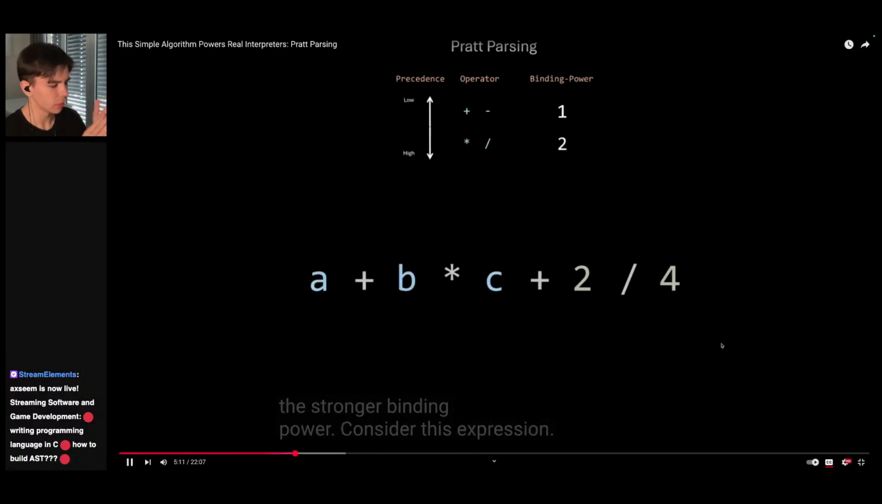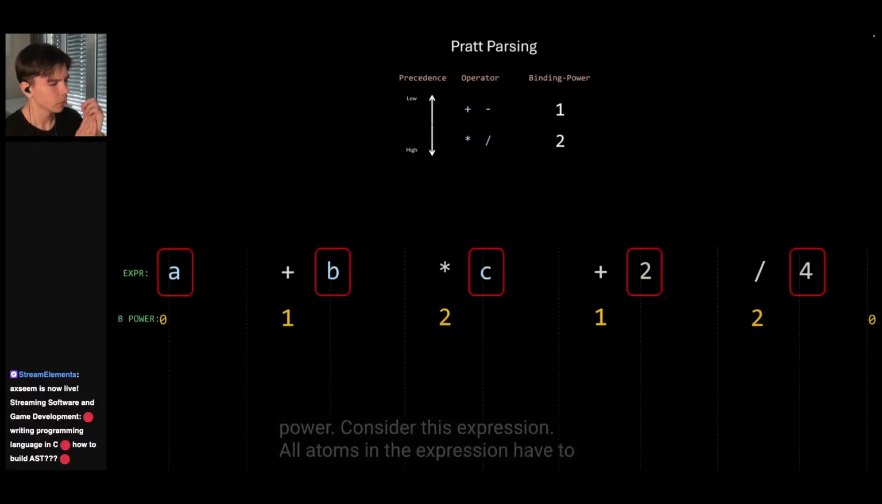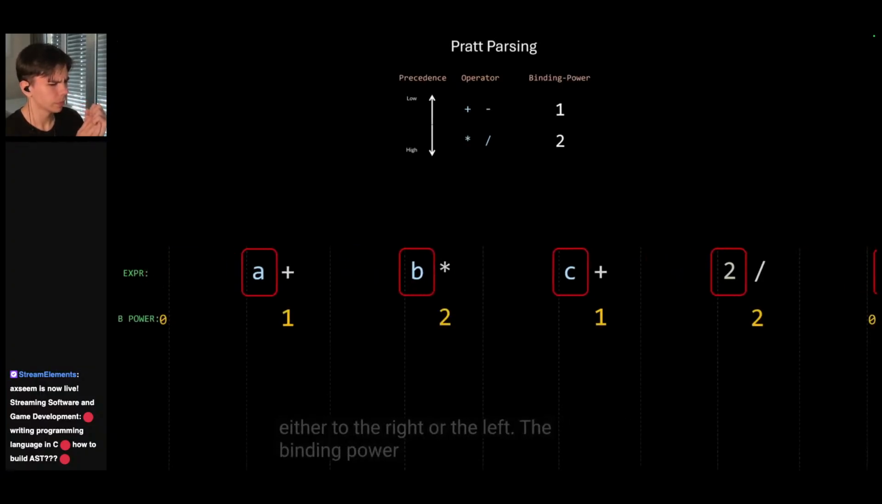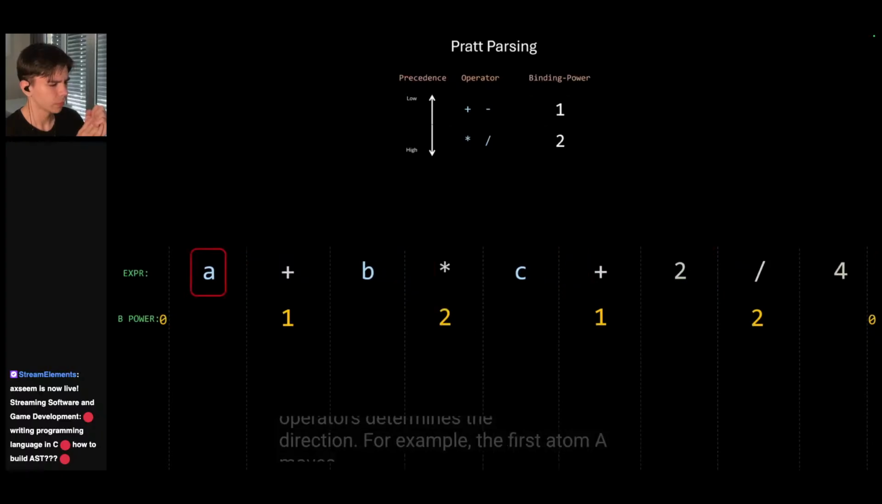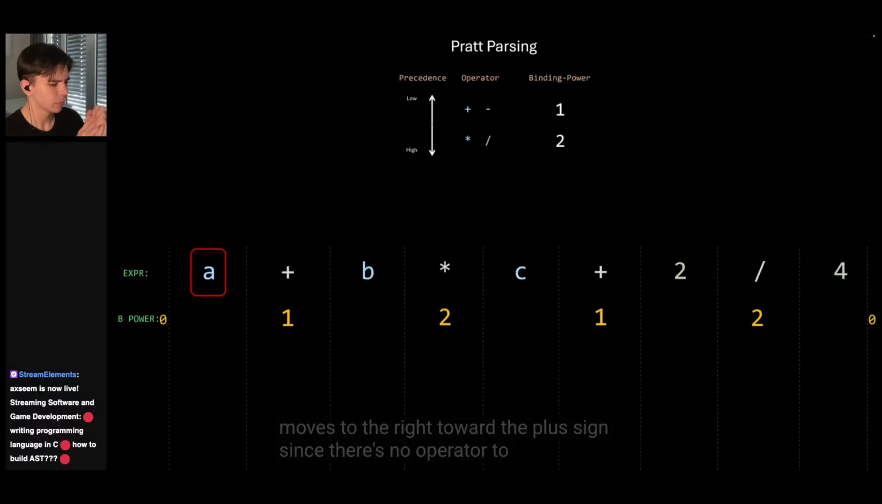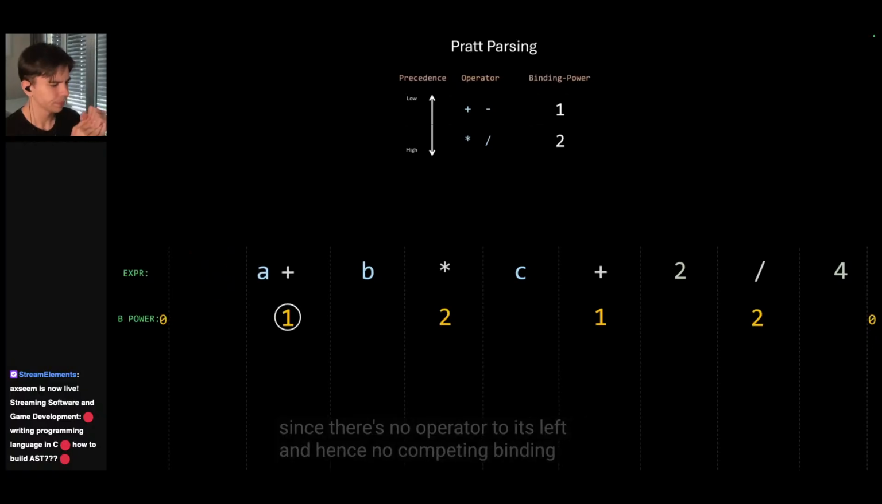Consider this expression. All atoms in the expression have to move either to the right or the left. The binding power of the surrounding operators determines the direction. For example, the first atom, A, moves to the right toward the plus sign, since there's no operator to its left and hence no competing binding power.